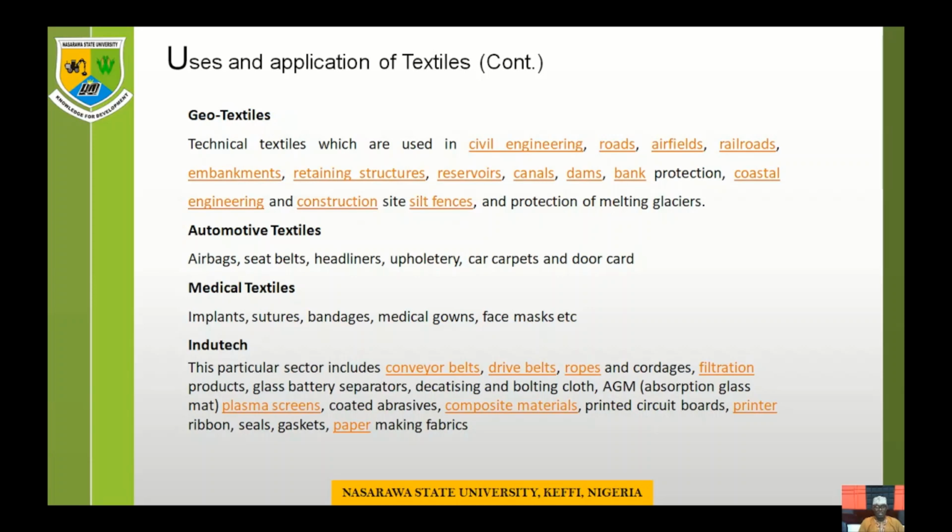Indutech. This particular sector includes conveyor belts, drag belts, ropes and cordages, filtration products, glass battery separators, degassing and bolting cloth, AGM, that's absorption glass mats, plasma screens, coated abrasives, composite materials, printed circuit boards, printer ribbons, seals, gaskets, paper making fabrics.